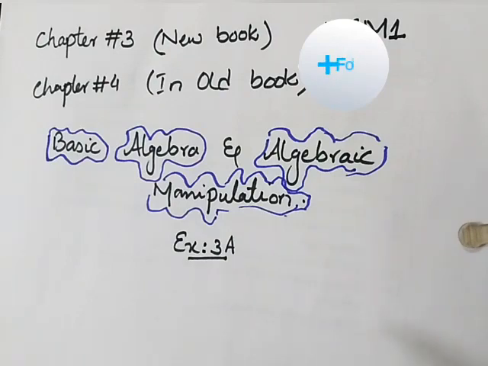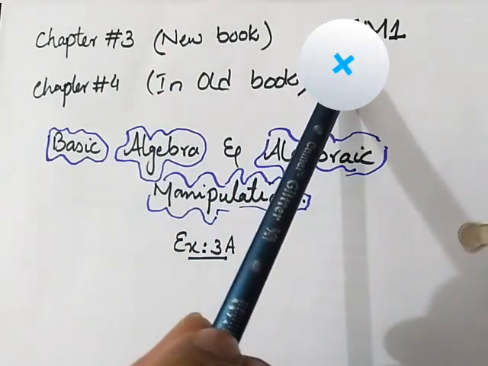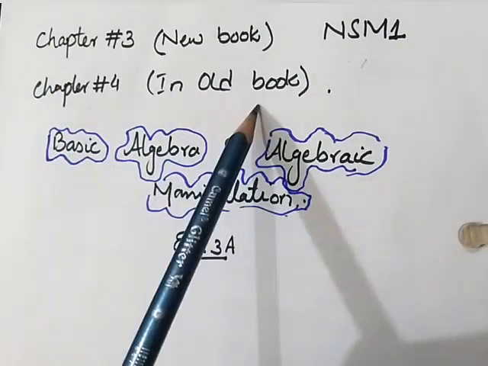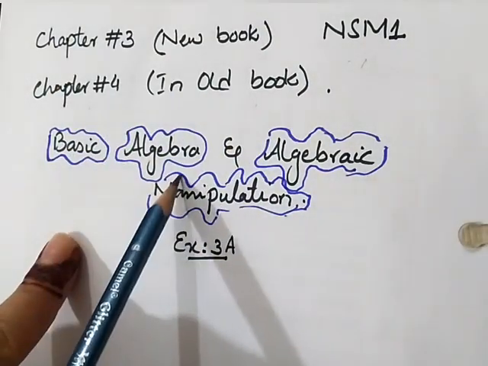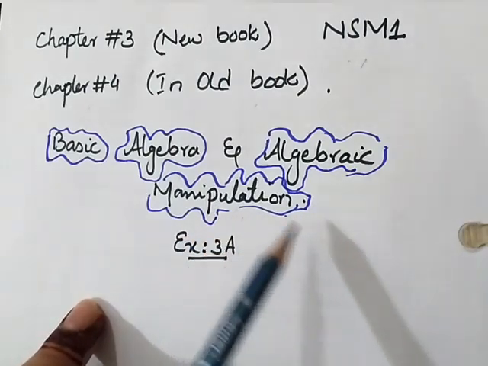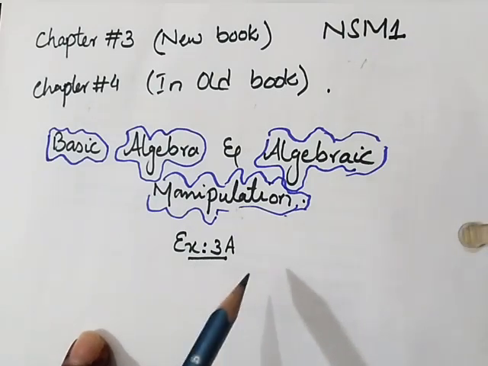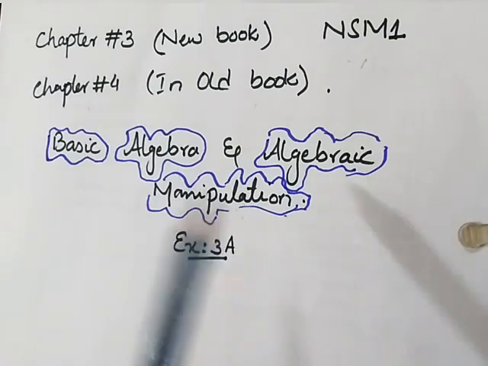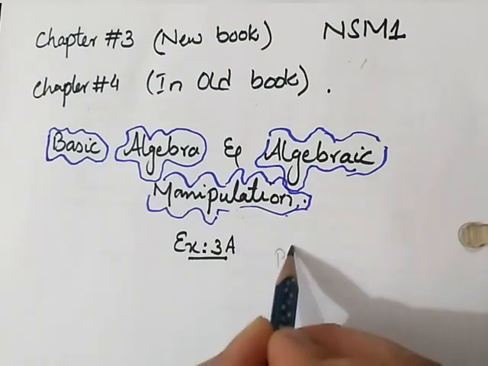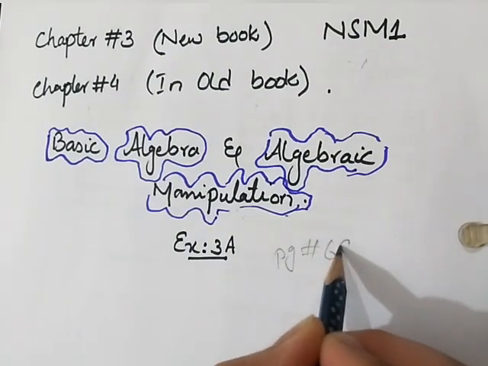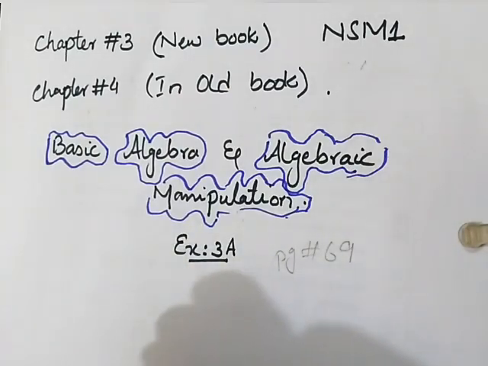Students, today we will do chapter 3 in new books, NSM1 means D1, and chapter 4 in old books, and the name of the chapter is Basic Algebra and Algebraic Manipulation. According to the new books it is exercise 3A, and in old books it is exercise 4A on page 90. In new books it is page 69. I hope you are clear that in old books it is chapter 4 and in new books it is chapter 3. Now without wasting time we will start the exercise.